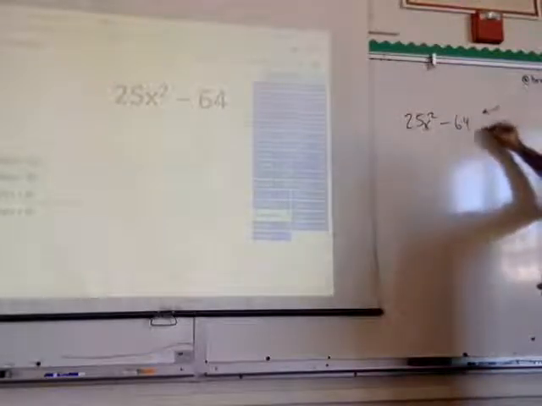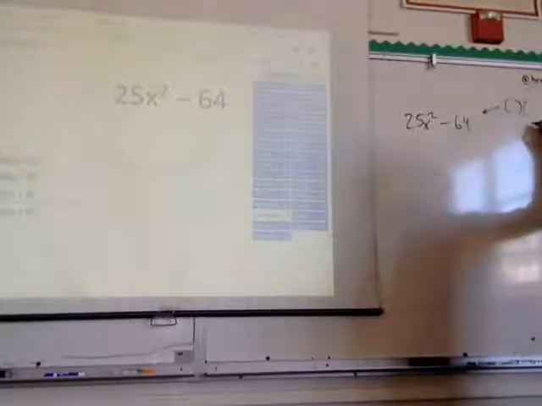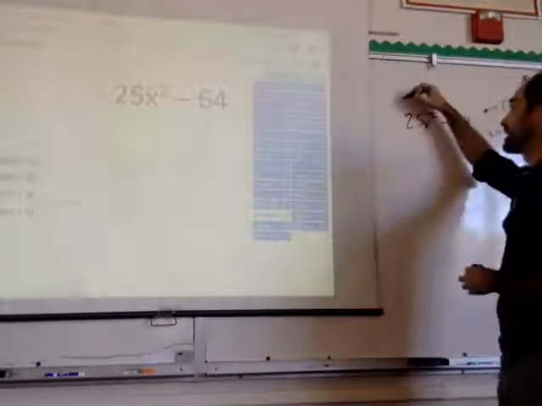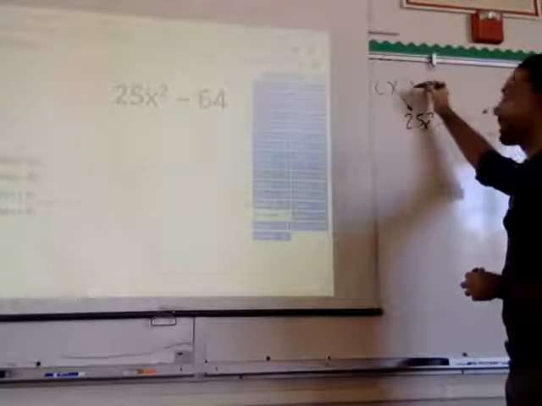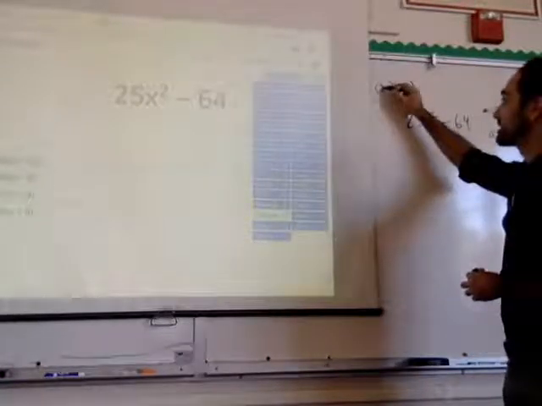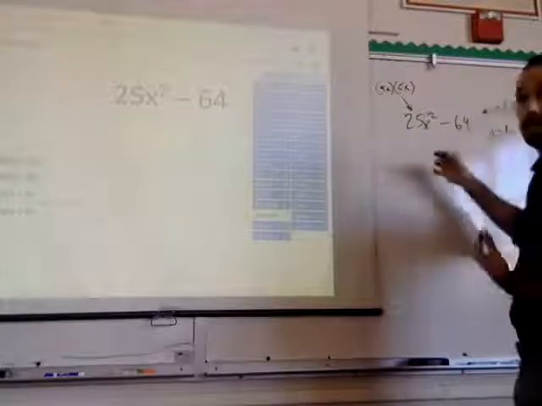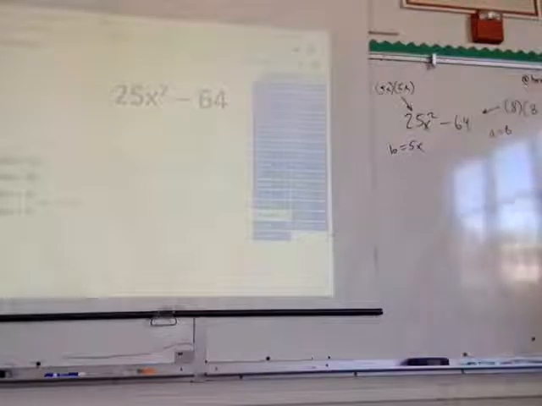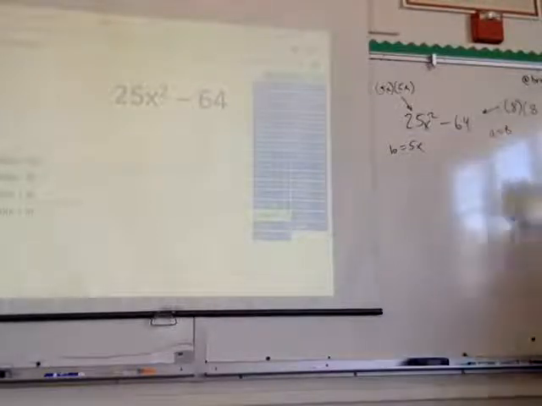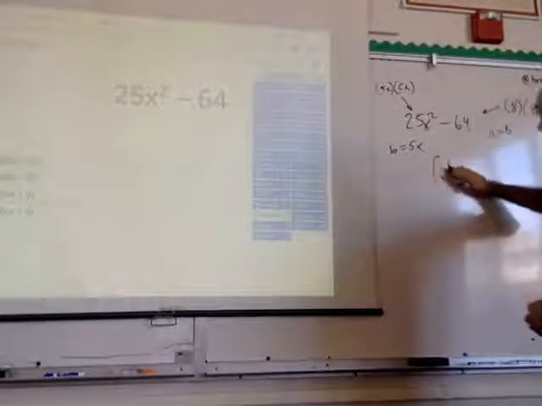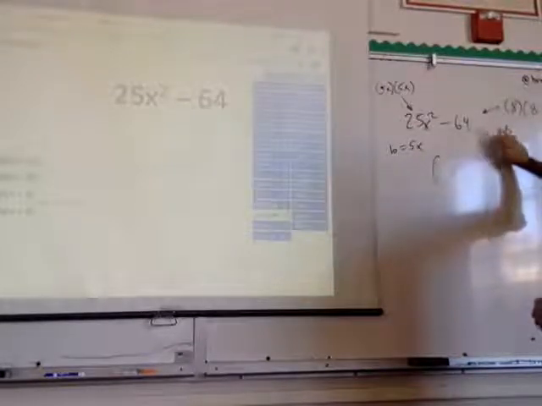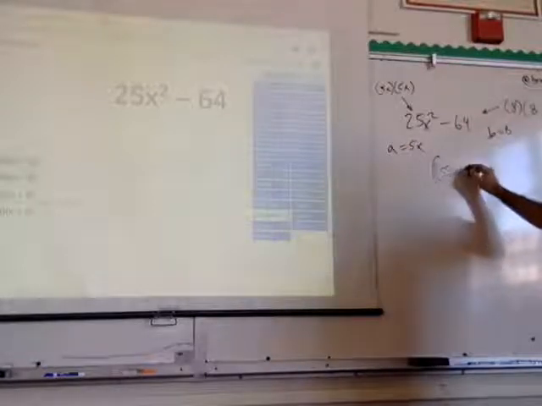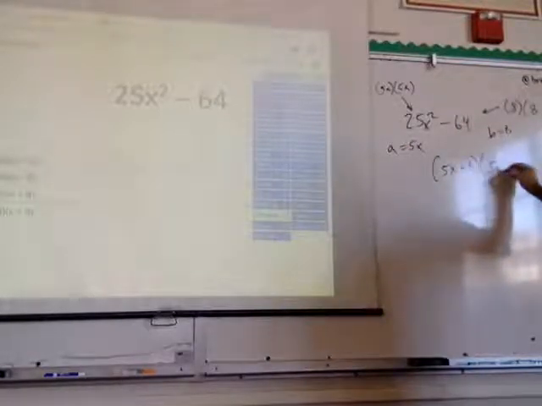What times what gives us 64? 8. So I know that A is 8. Okay, Michaela. What times what will give us 25x squared? 5x. There it is. See, that might help a little bit. B is equal to 5x. So then I go back and I look to see that it's A plus B, A minus B. 5x plus 8, 5x minus 8.